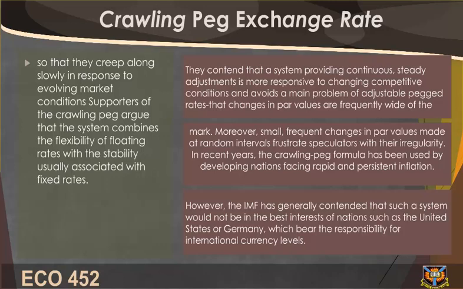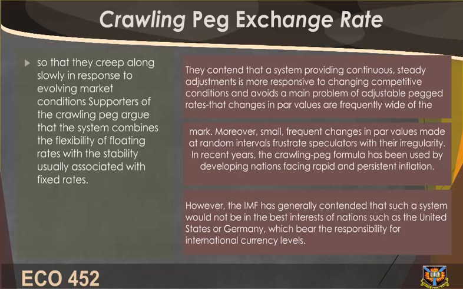Supporters of the crawling peg argue that the system combines the flexibility of floating rates with the stability usually associated with fixed rates. They contend that a system providing continuous, steady adjustment is more responsive to changing competitive conditions and avoids a main problem of adjustable pegged rates, that changes in par values are frequently wide of the mark. Moreover, small frequent changes in par values made at random intervals frustrate speculators with their irregularity.